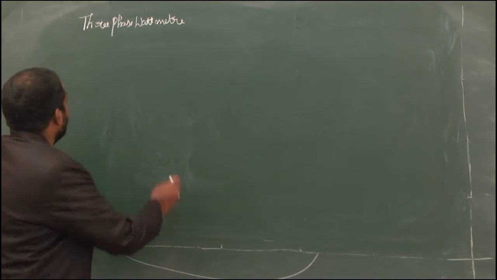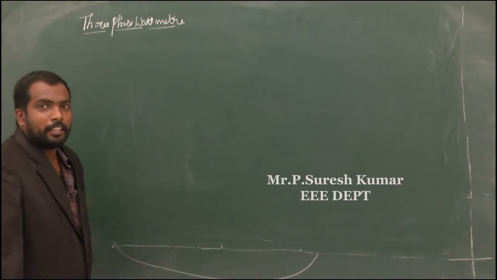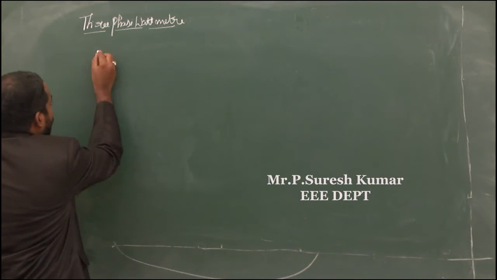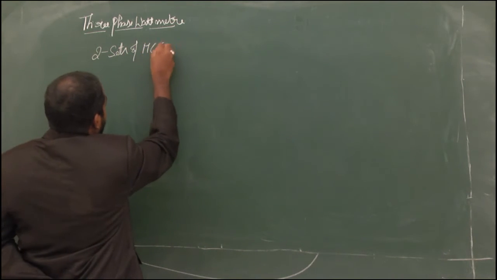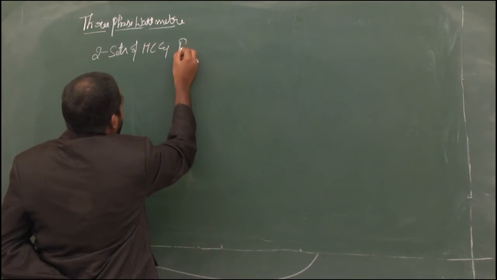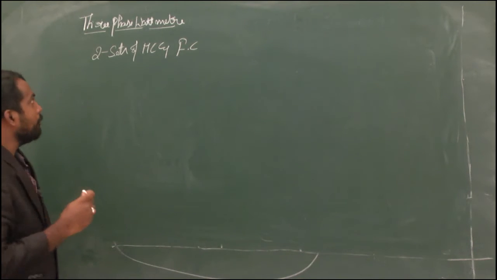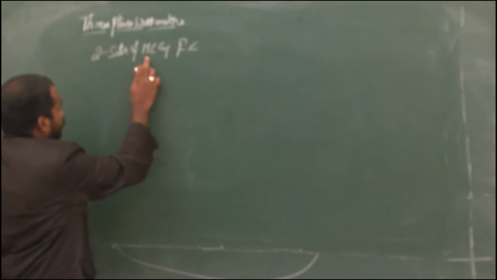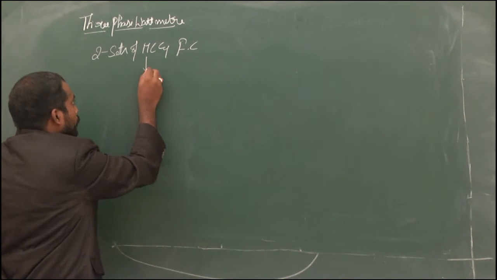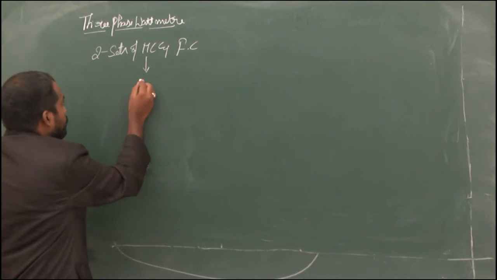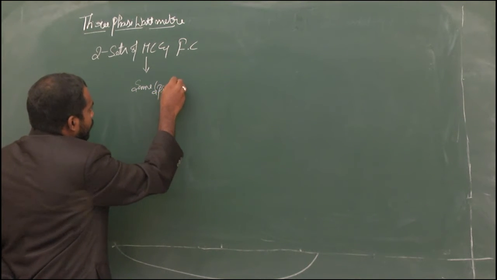Now we are going to discuss the three-phase wattmeter. In a three-phase wattmeter, generally we have two sets of moving coils and fixed coils. That means a three-phase wattmeter consists of two moving coils and two fixed coils, where both the moving coils are placed on the same spindle, right?